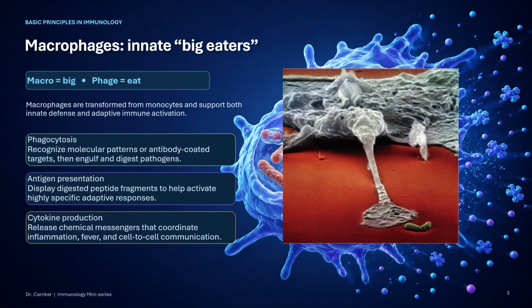These are chemical signals that help coordinate inflammation, fever, and recruitment of other immune cells. So clinically, this is a good reminder that when we order something like a complete blood count, we're looking at a system with many different white blood cells, each playing a different role. And macrophages in particular are doing cleanup. They're doing communication and they're coordinating all at once.